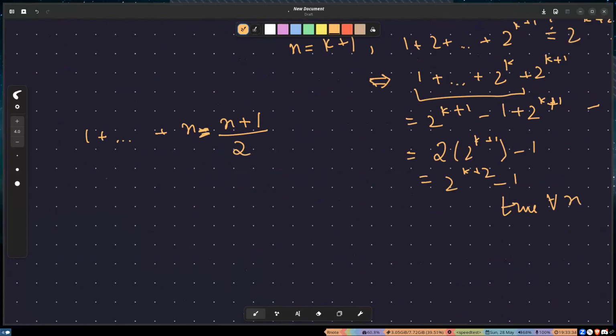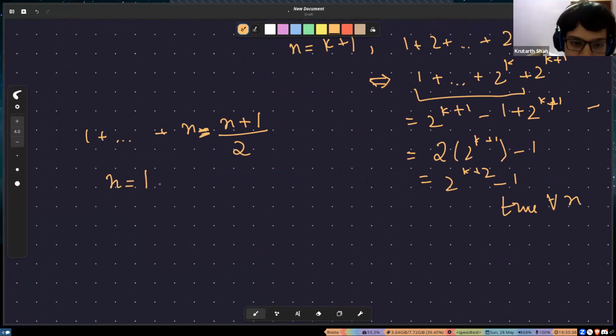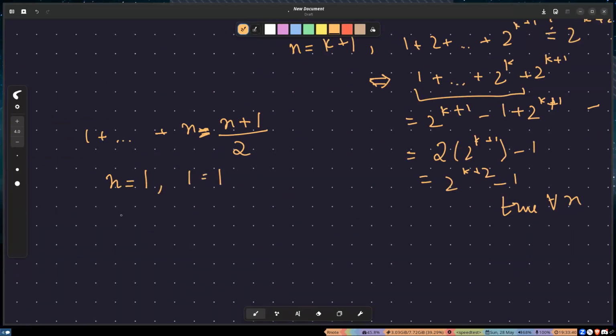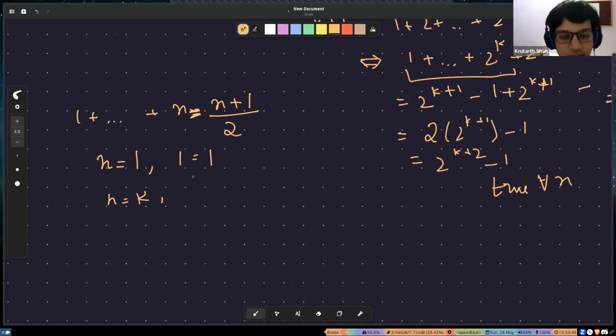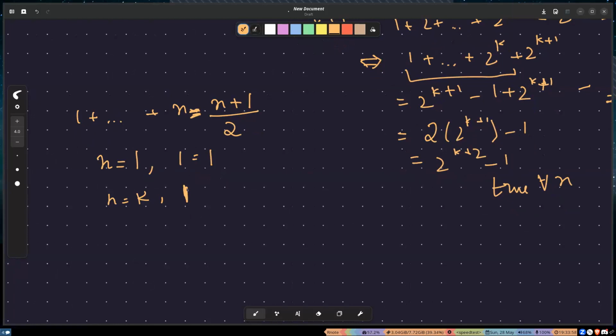Let's assume for n equals 1. For n equals 1, it will work. Yeah, it works for n equals 1, but let's assume it for k now and prove for k plus 1. In this case, it won't give the correct thing. That was the reason to show that induction actually works.